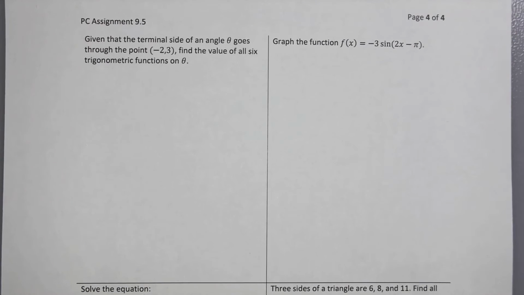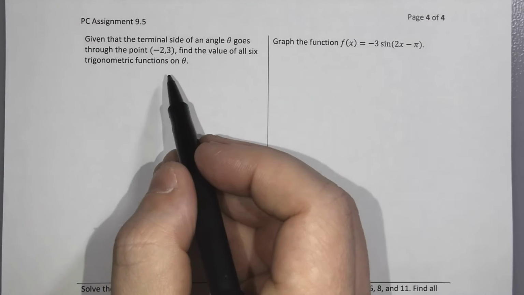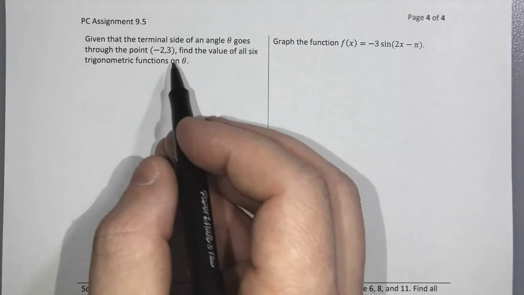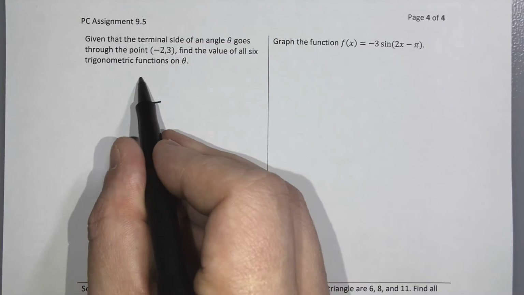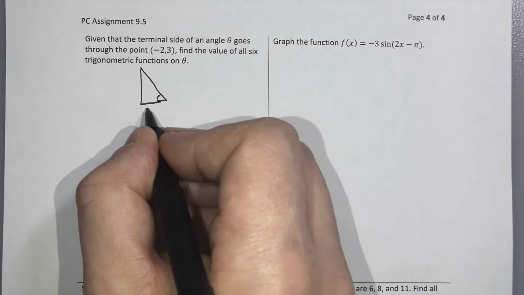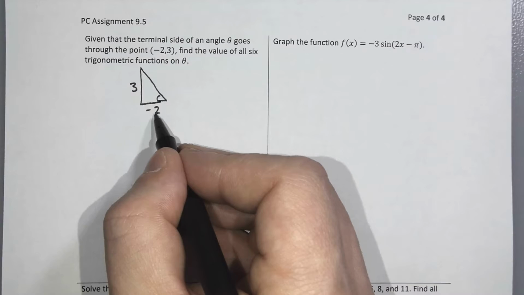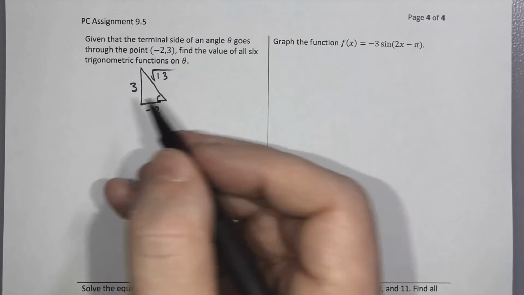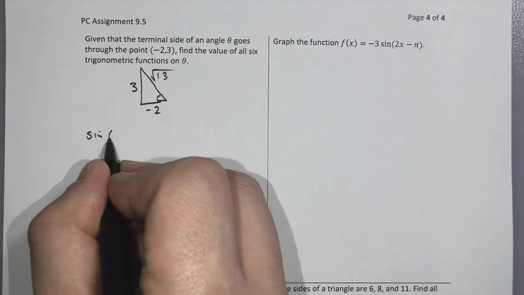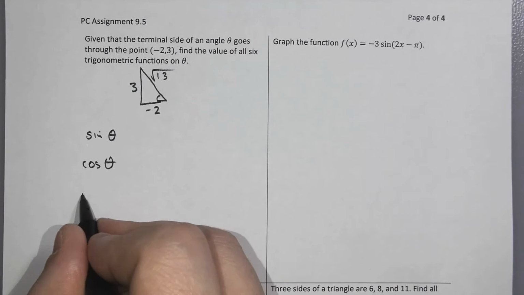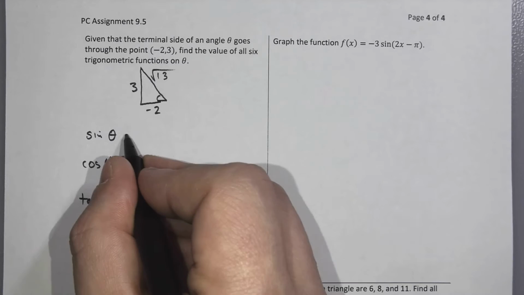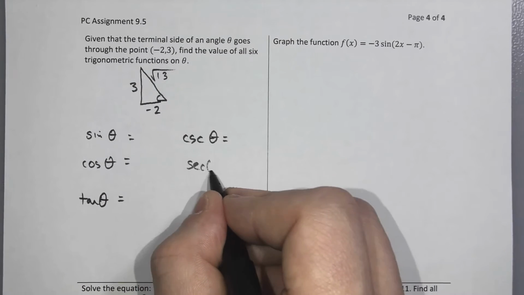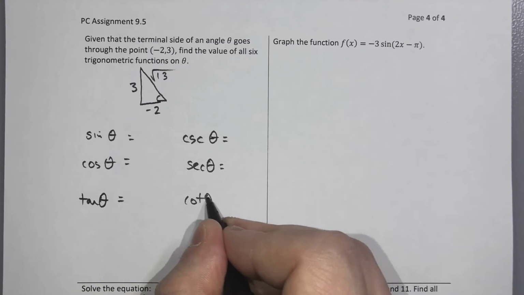Okay, given that the terminal side of an angle goes through the point (-2, 3), find all 6 trig functions of that particular angle. So we go left 2, up 3. 9 plus 4 is 13, so we'll call that a radical 13. And then we need all 6 trig values. So we'll need a sine of theta, a cosine of theta, a tangent of theta, and we'll need the reciprocals: cosecant theta, secant theta, and cotangent theta.